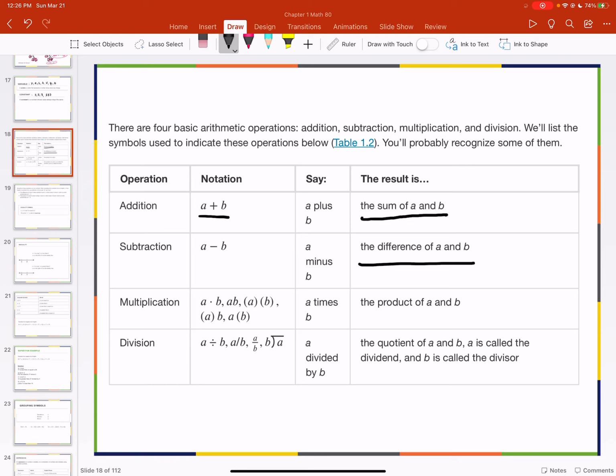Multiplication, A times B, has all these ways of expressing multiplication: dot, next to each other, parentheses, one in parentheses, the other in parentheses. And the answer is called the product, okay? Now division, we have this division symbol, we have a slash, we have a fraction, and we have the little house. A divided by B, and we call this the quotient. Also A is the dividend, the first number is the dividend, and whatever you're dividing by, that's the divisor, okay?